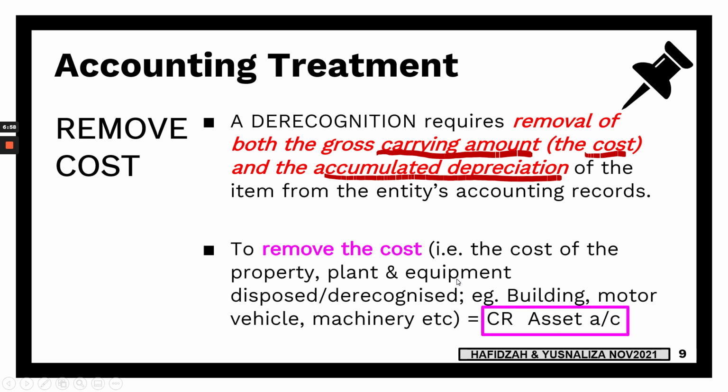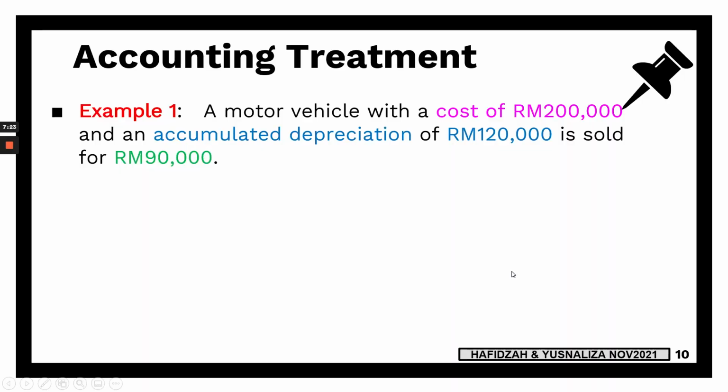So to remove the cost, you are going to credit the asset account. These are the costs that are being derecognized or being disposed only. So let's say a building is being derecognized. Out of the 10 buildings, only 1 building is being derecognized. Only that building that is being derecognized is being removed. The remaining 9 buildings, for example, will still be retained in the account.